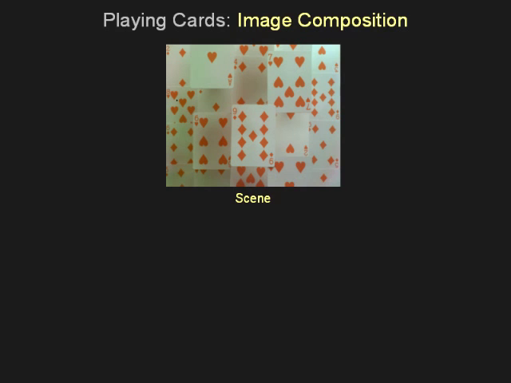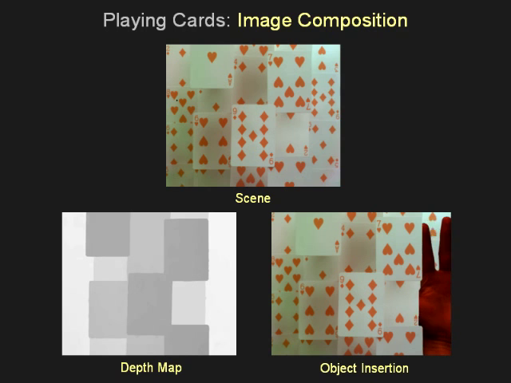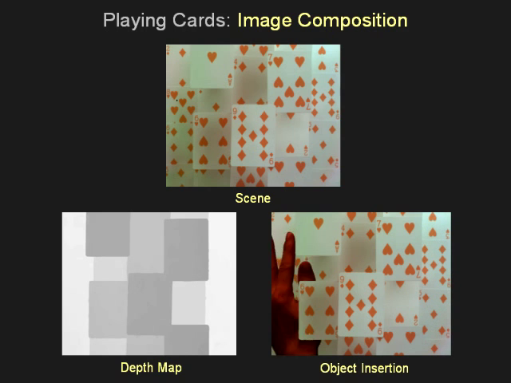Here we see playing cards located at 4 different depths in the scene. It is very hard to automatically or even manually segment the cards in this scene. The computed depth map gives us a clean depth-based segmentation of the scene. Using the depth map, we can now insert a moving hand from another video clip with all the desired occlusion effects.